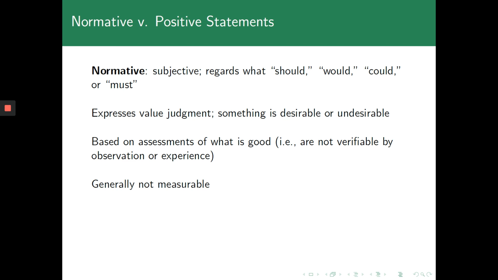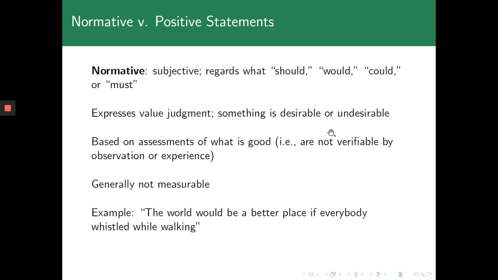We can't measure the good that comes from attending a study session in school. It's hard to measure what's good if there's no difference in test grades or something. An example of a normative statement: the world would be a better place if everybody whistled while walking. I think that's terribly false. Whistling's annoying, but we can't measure whether or not that's true. Normative statements, by that token, cannot be false. They're unfalsifiable. We can never prove them wrong.